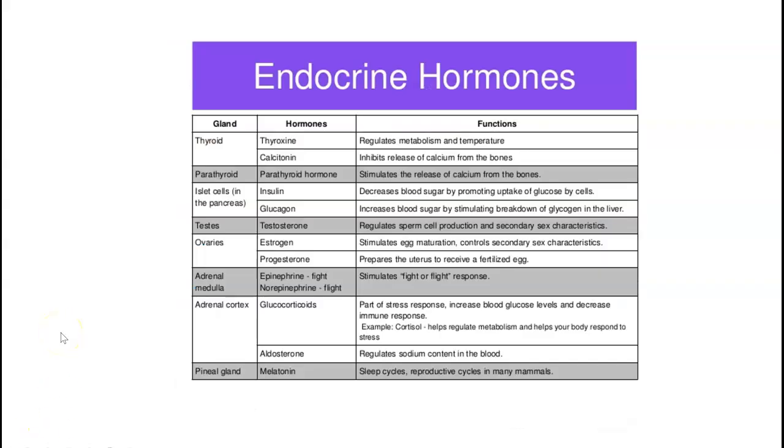This table also lists the other glands, their hormones, and their functions. One of the assignments or handouts that I gave you was a table just so that you could summarize the glands, the hormones, and the functions. Hopefully this table will also help you with that as well.